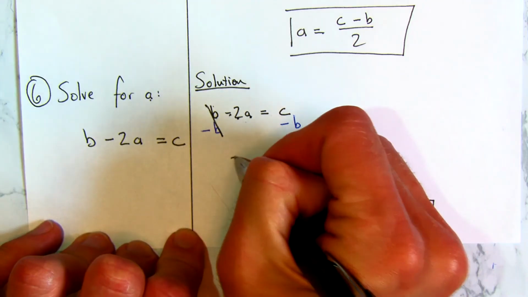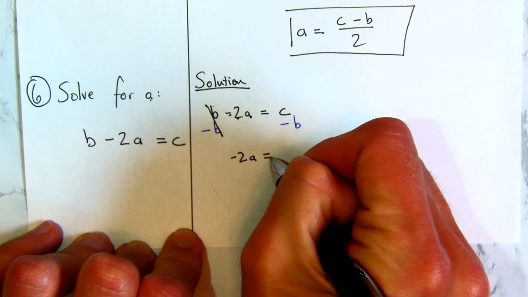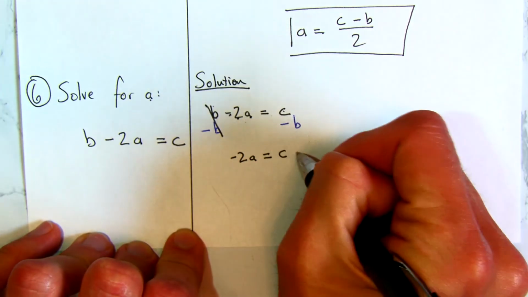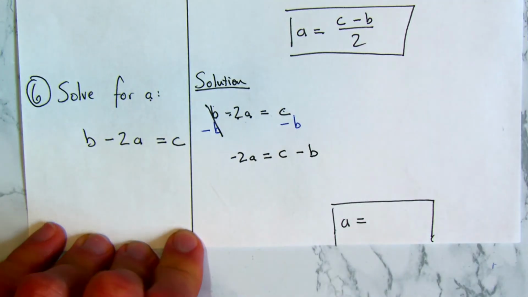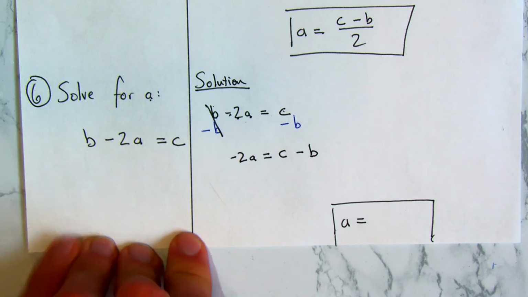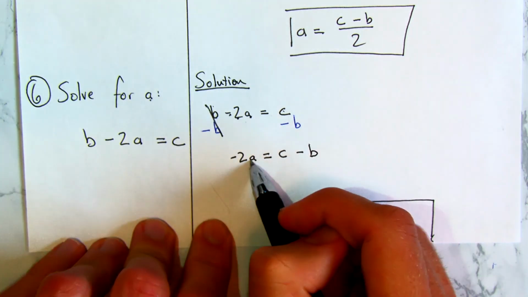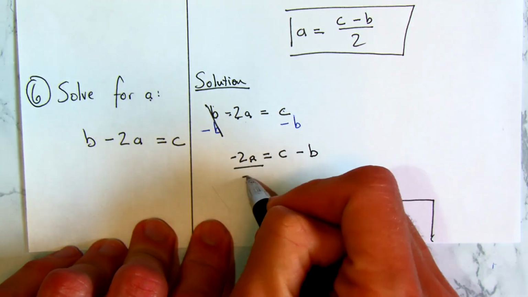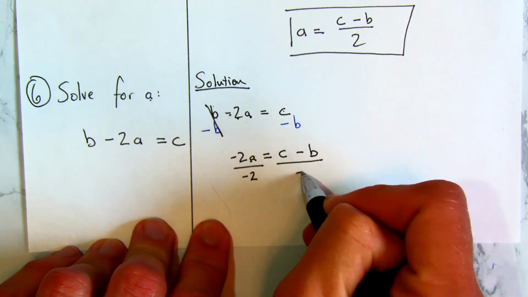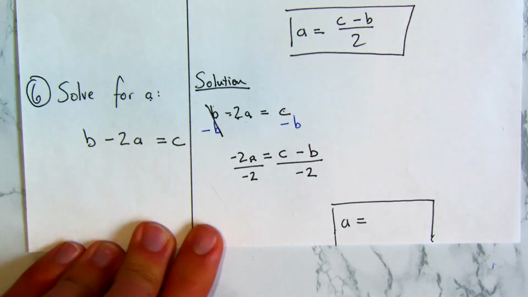So we have negative 2a equals c subtract b. And then divide by the number in front of a. Divide both sides by negative 2.